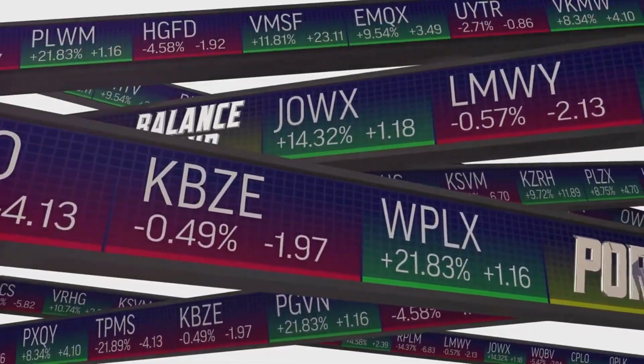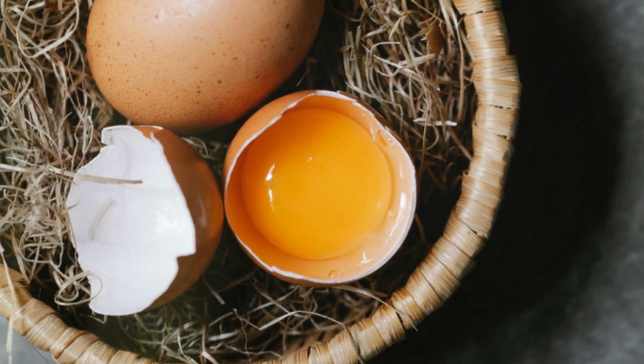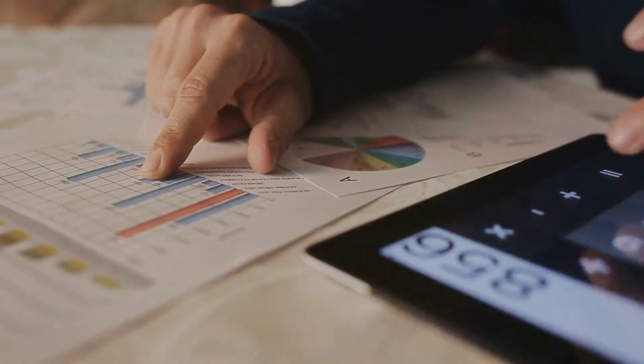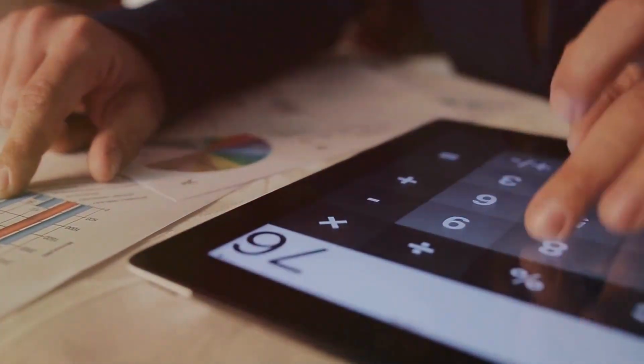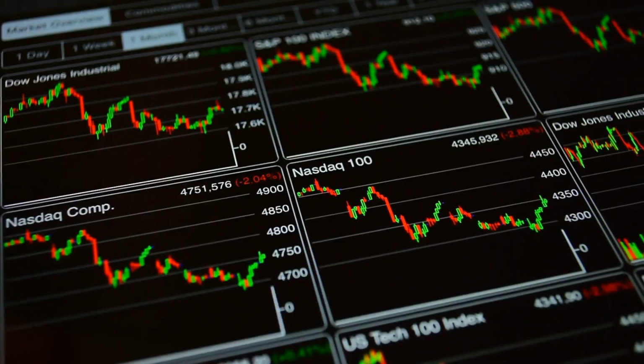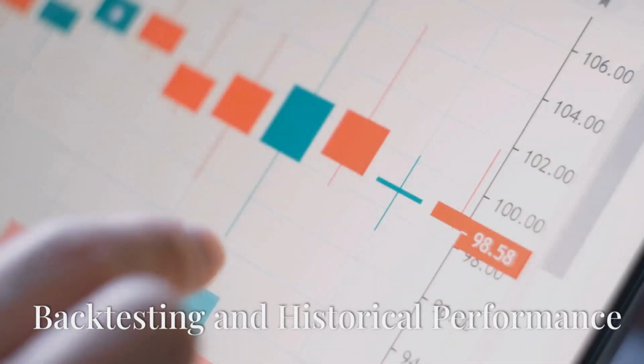Another critical aspect of risk management is diversification. Don't put all your eggs in one basket. Instead, spread your risk by investing in a variety of assets across different sectors and asset classes. This helps to mitigate the impact of any single investment performing poorly.